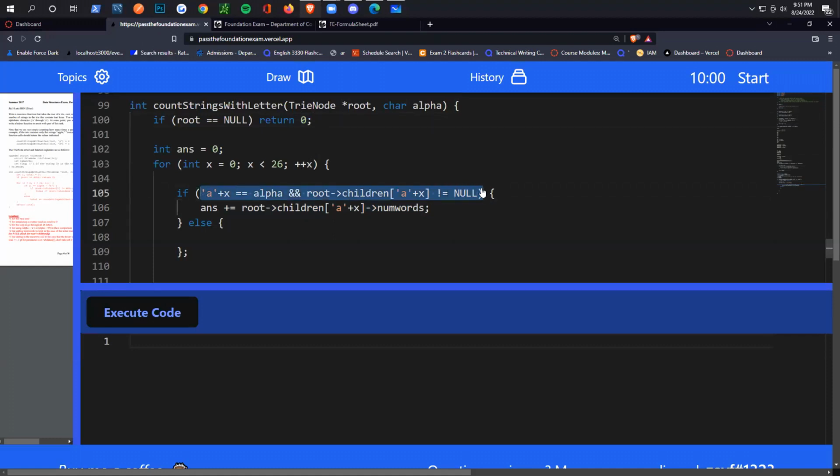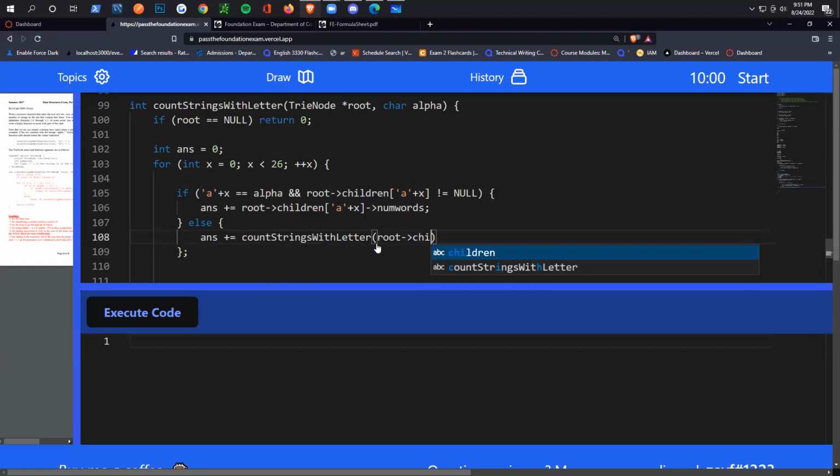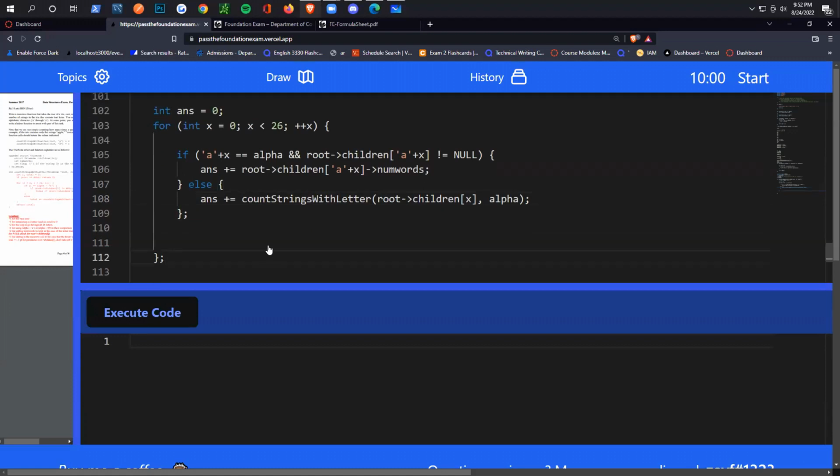If they're both false, meaning we're not at the right location, and it's also null, it doesn't matter because you wouldn't go there either way, meaning it's equal to 0. So it's not going to change anything if either of these two conditions is false. You're just going to keep recursing, because that means, okay, I can't reach down, and also I'm not at the right place. We're going to have answer plus equals strings with letter root children, going down whichever child we can, alpha. And also, outside of the for loop, we just return our answer.